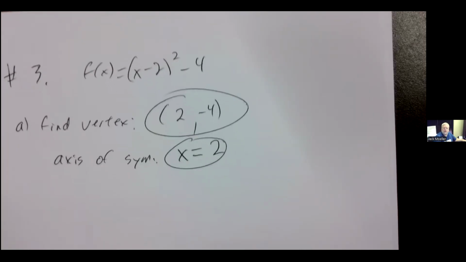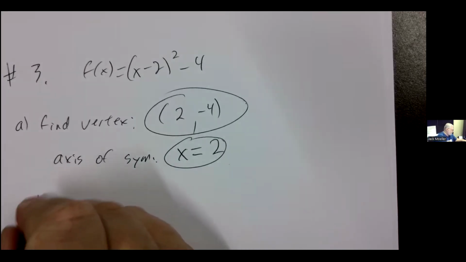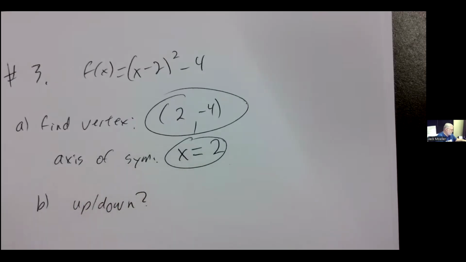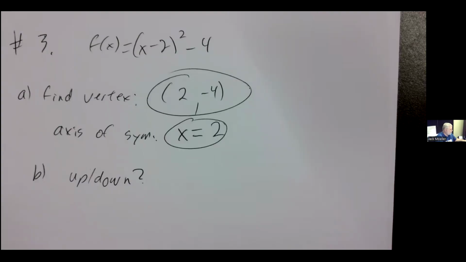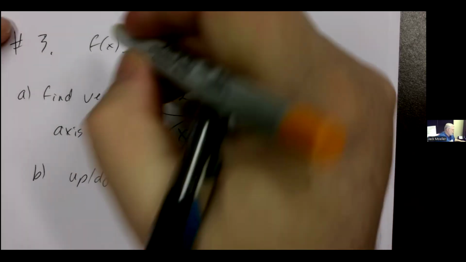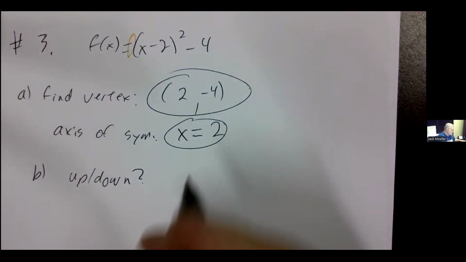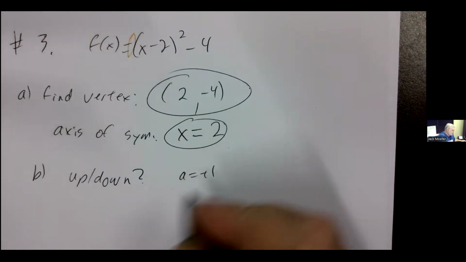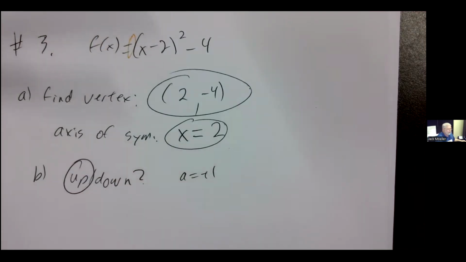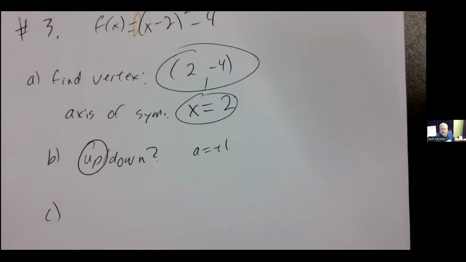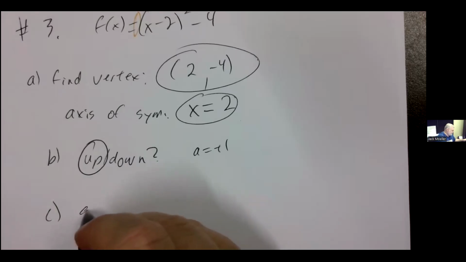Next question: is it concave up or concave down? How do we figure that out? Well, that is always by the a value, which is always in front of the x squared term or in front of the parentheses. A is positive 1. So it's positive, so it's an upward parabola. There is no vertical flip. And then part C says graph it.